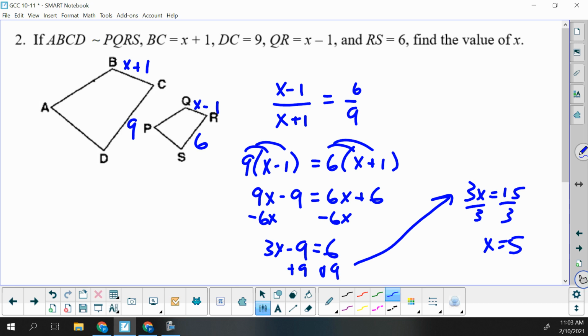Remember, in this course, always reread the question, see if you need to sub it back in or not. When we go up, it says it just wants us to find the value of x, so we're in good shape.